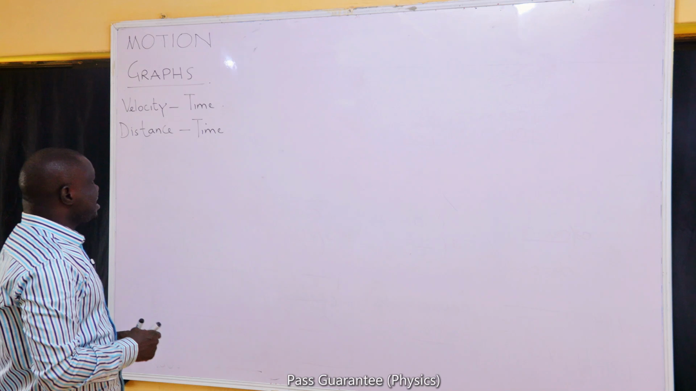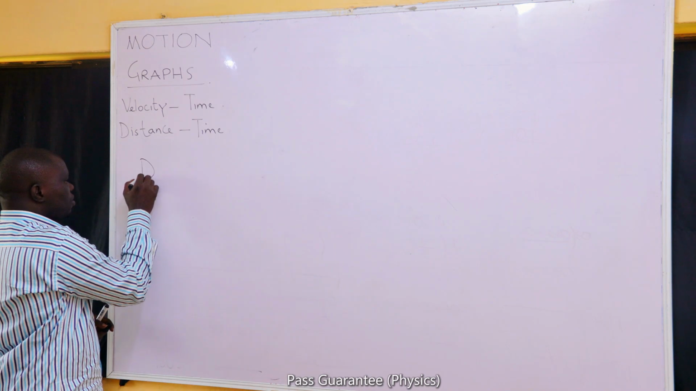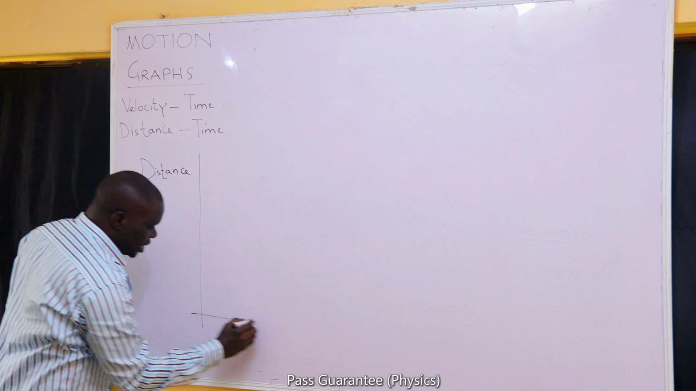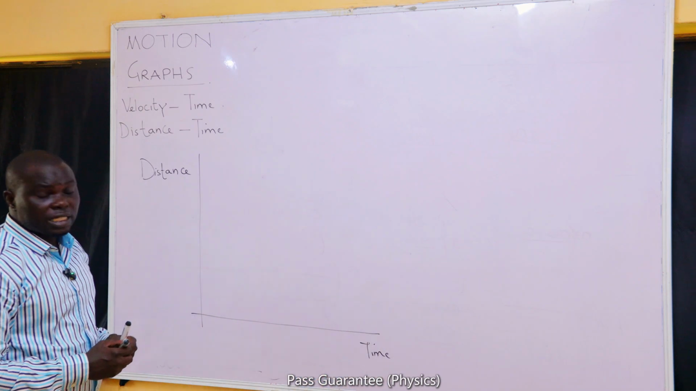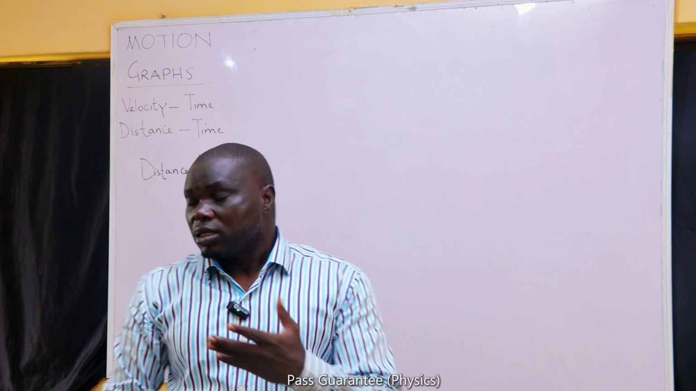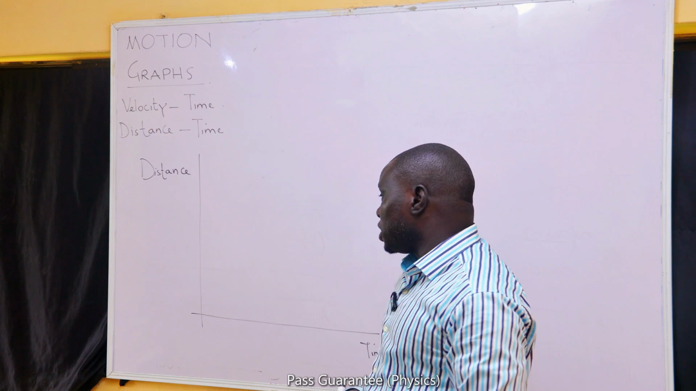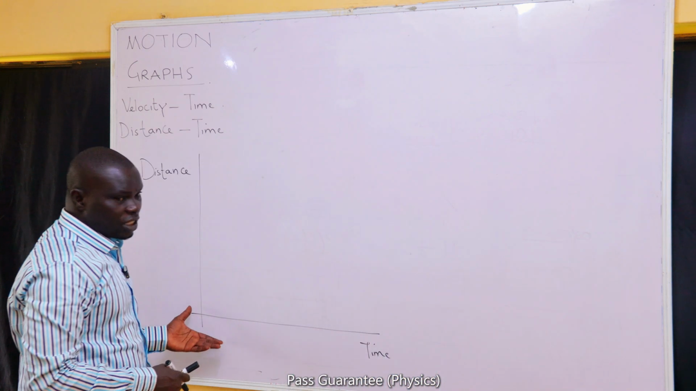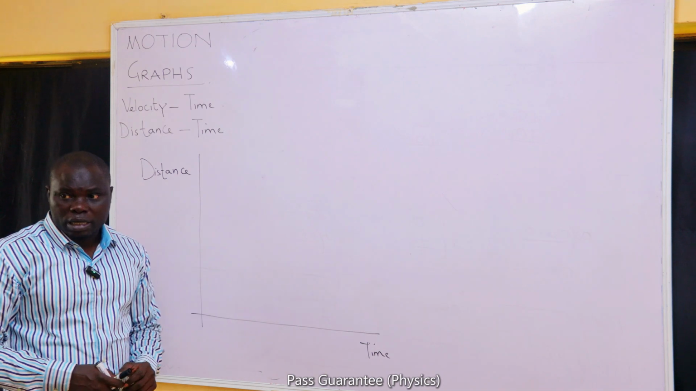Let's talk about the distance time graph. A distance time graph represents the distance that the object is covering plotted against the time through which that object is covering that distance. And there are different types of shapes that we can obtain from this graph.